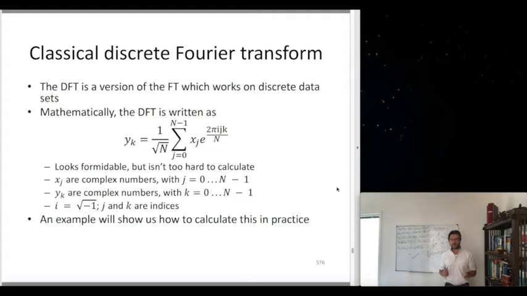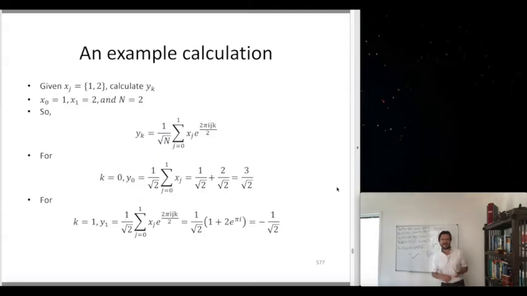I think it is always good to look at an example. So let's say we have a signal, xj, given with 1 and 2. So we want to calculate yk, okay? For x0, we start with x0 is 1 and x1 equals 2. So that means we have n of 2, so 1 over the square root of n is 1 over the square root of 2. And we start with the frequency components too.